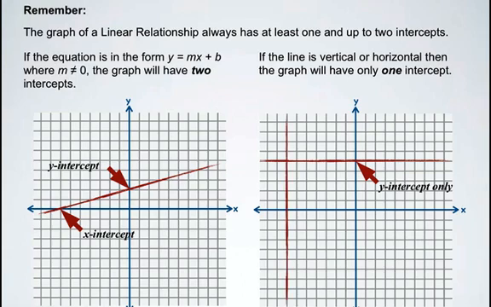If there's a vertical line, such as this one, it will also only have one intercept, and it will occur as an x-intercept, because it will not ever meet the y-axis.